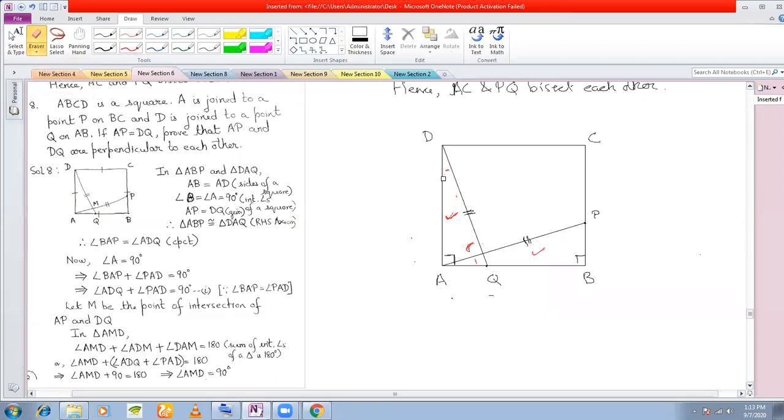Okay, so I stop here for today. I will continue with this diagram. I will repeat my explanation, whatever I have done, in the next class.